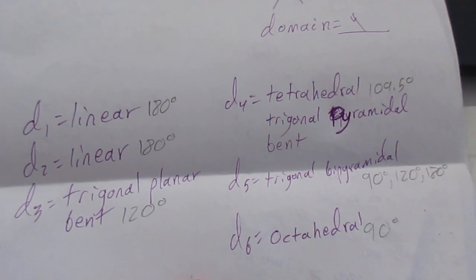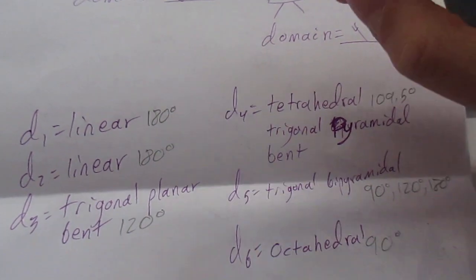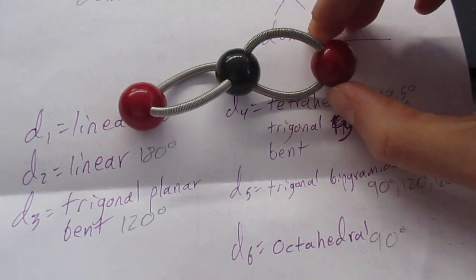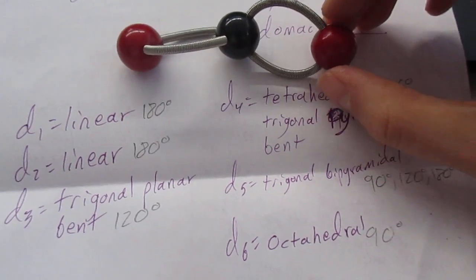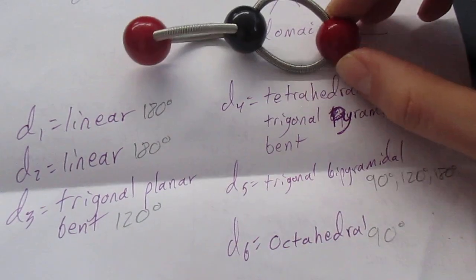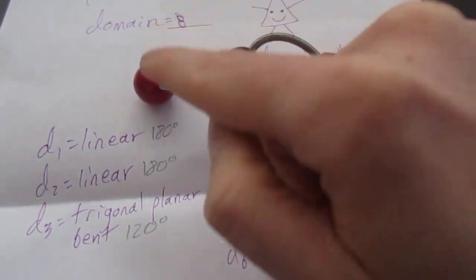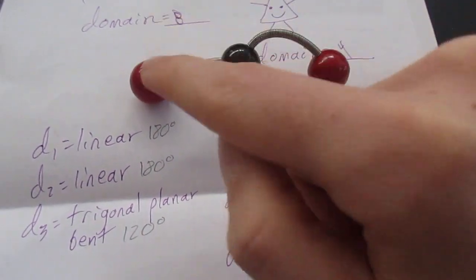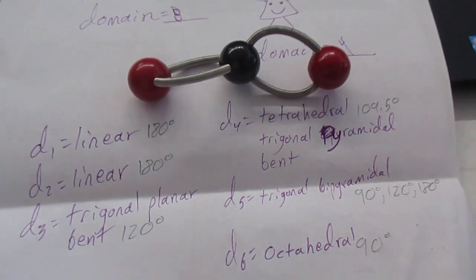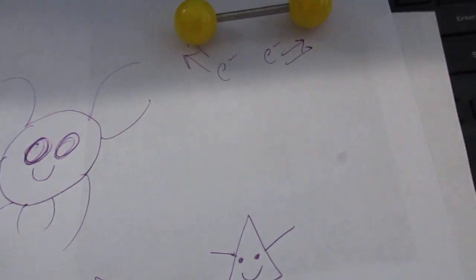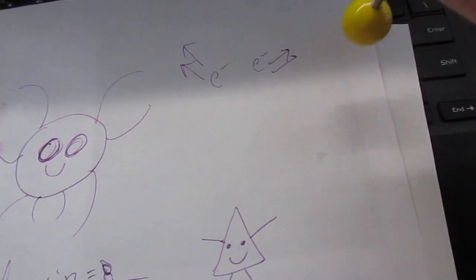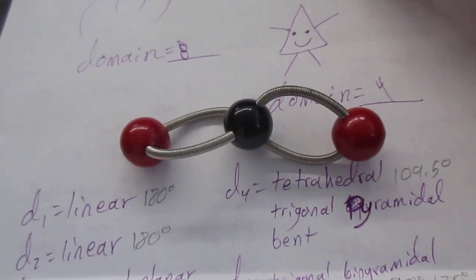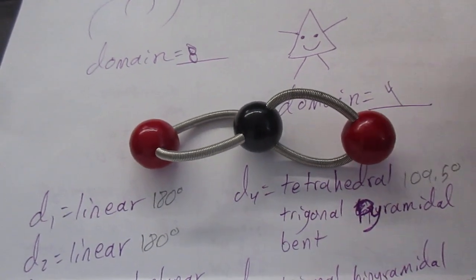A domain of 2, for example, the carbon dioxide that we just showed, looks like this. That's also 180 degrees away from each other. Again, electrons hate each other. They want to get away. So the best way to do that here is 180 degrees.